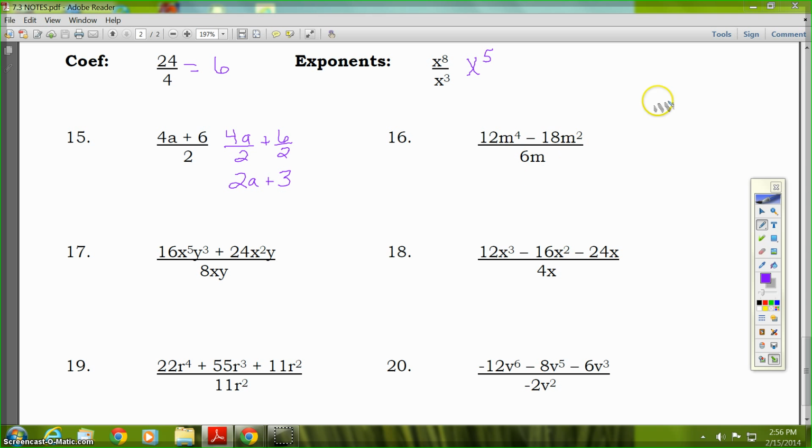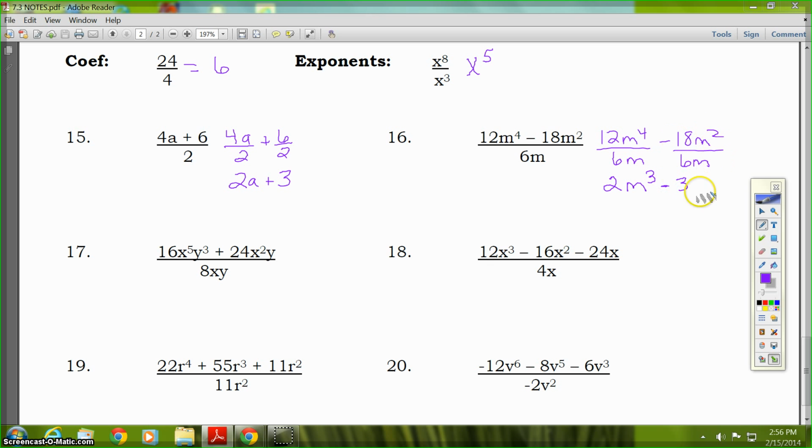Okay, number 16. I'm going to go ahead and separate it. So I'm going to have 12m to the 4th, everything gets divided by 6m, minus 18m squared over 6m as well. And then I'm going to divide my coefficients. I get 2, and m to the 4th minus m to the 1st is going to be m to the 3rd power. And 18 divided by 6, that's going to be a minus sign still, is going to be 3.